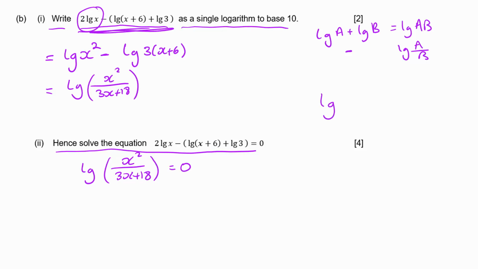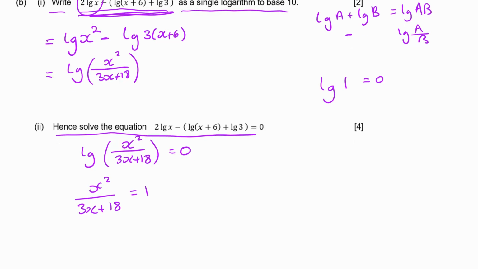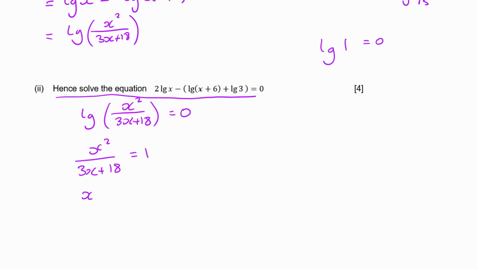Now we know that if log of a is equal to 0, then a is equal to 1. Or in other words, log of 1 is equal to 0. So that tells us that x squared over 3x plus 18 must be equal to 1. And that tells me that x squared is equal to 3x plus 18. And therefore, x squared minus 3x take 18 is equal to 0.